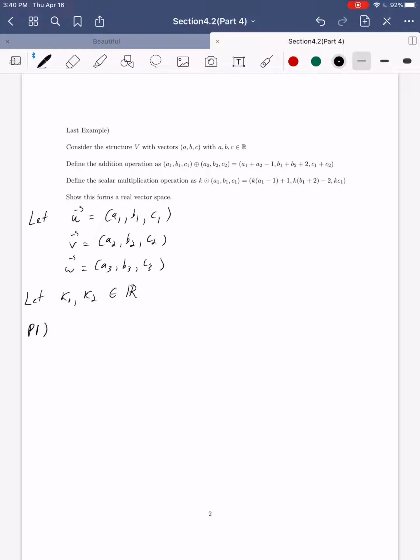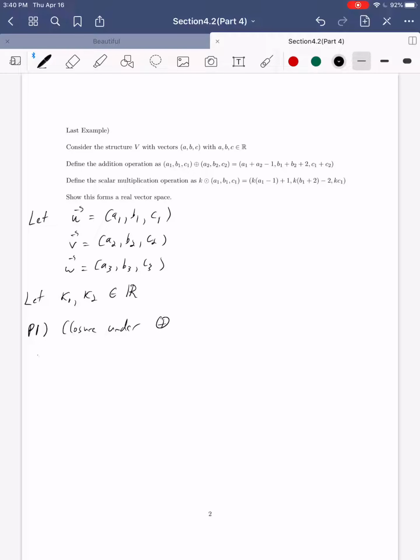So property 1, closure under vector addition. Now, the closure properties here should be very straightforward. If you think about it, even though you have these non-standard operations, all you're still doing is adding, subtracting, and multiplying real numbers, which are always going to remain real numbers. So it should be very easy to show the closure here.